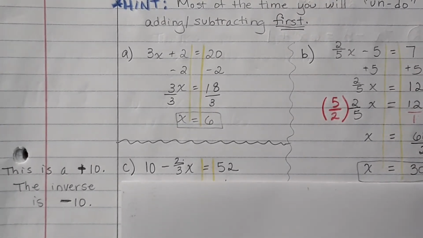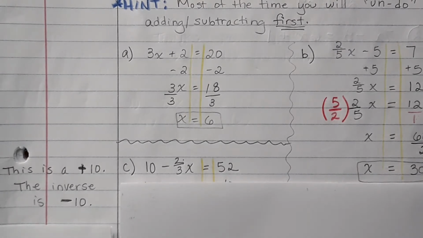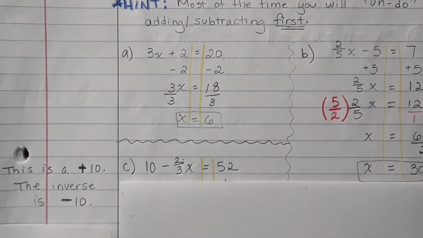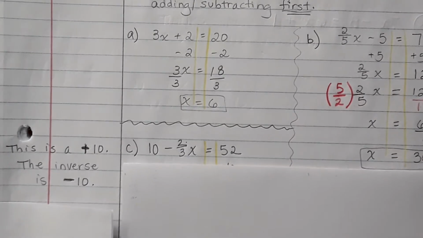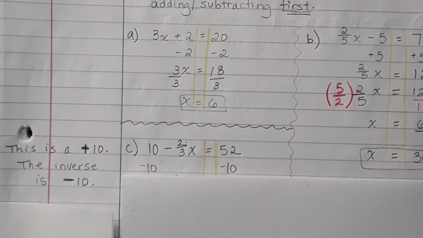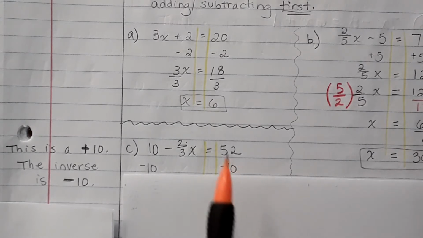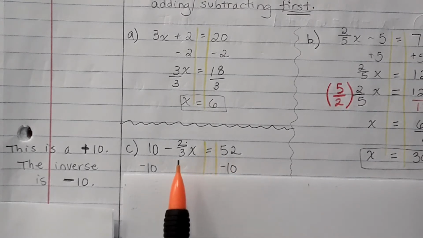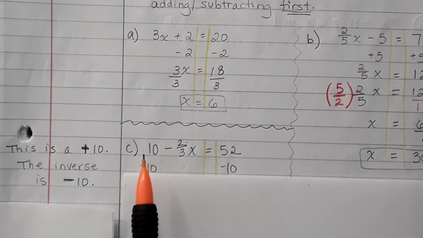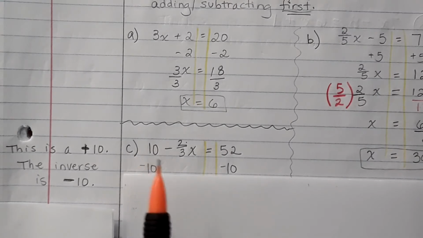Therefore, the inverse is negative 10. And remember, negative and minus are really the same. So we're going to subtract 10 from both sides. Okay, so from the beginning, one more time, x is being multiplied by negative 2/3, and then it's adding 10. Since the last thing is adding 10, work backwards from there. The inverse is to subtract 10. Subtract 10 on both sides.